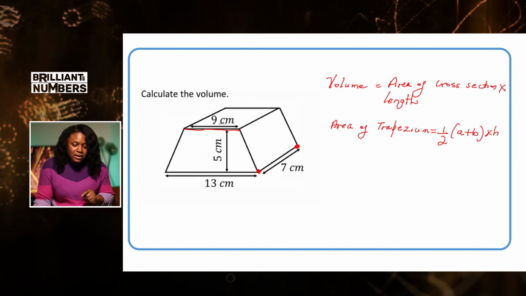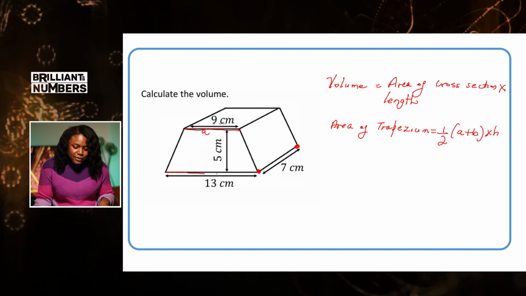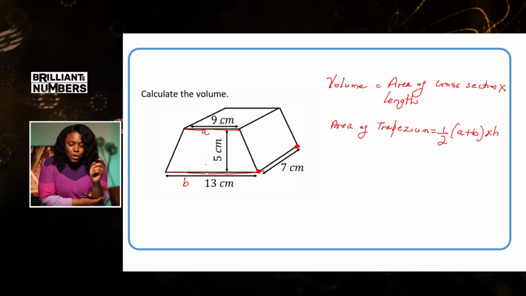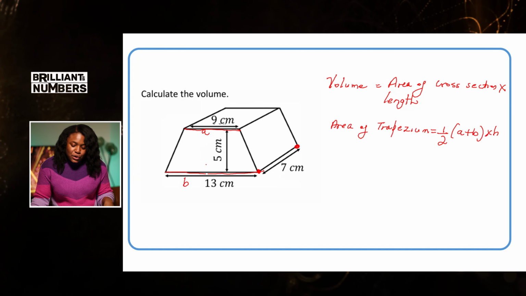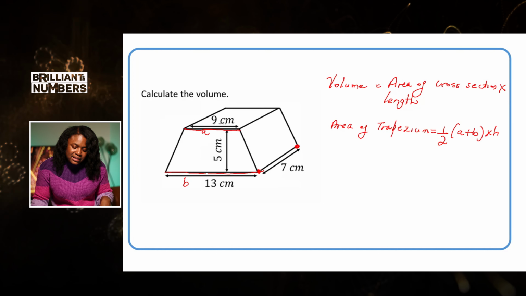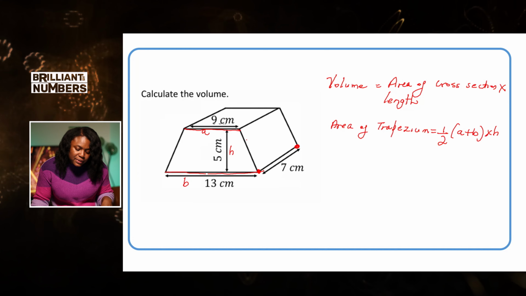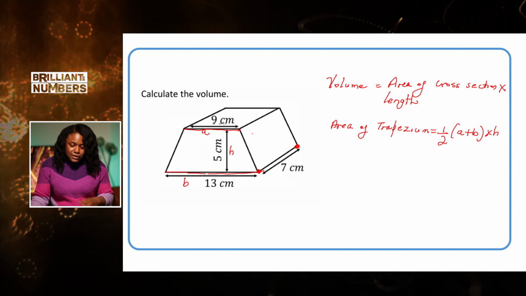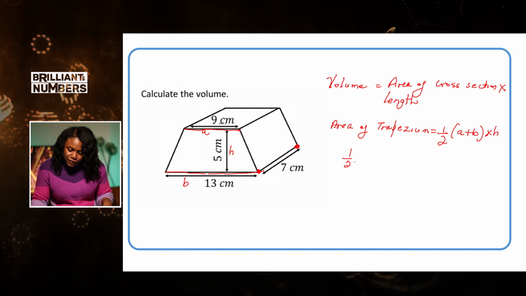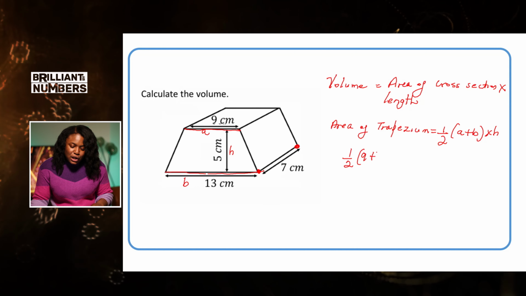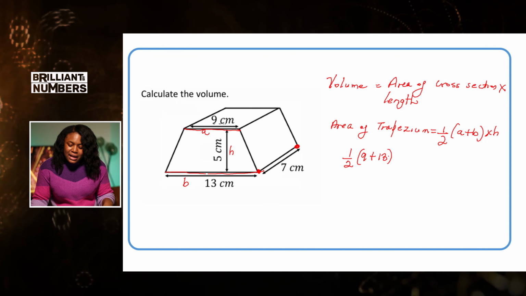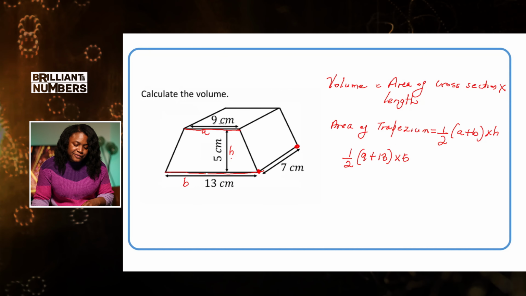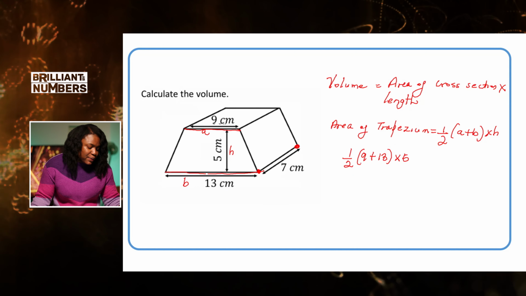So across here, you can call that A, and all the way across here, that's B. And it really doesn't matter what order we put them in once we have added them together. Then we multiply by the height, which I've identified here is 5, so we put that h in. So we're going to deal with that and then multiply that by the length. So let's go. It's half of A, which is 9, plus B, which is 13. And when I get my answer, I'm just going to multiply that by the height of the trapezium, which is 5. Okay, I'm going to go ahead now and put that in my calculator.